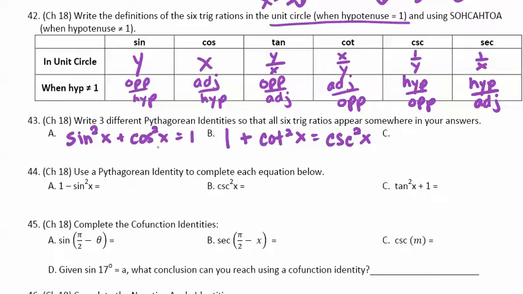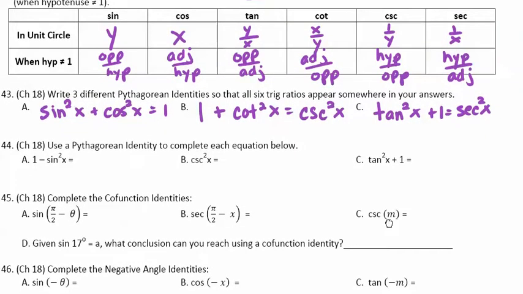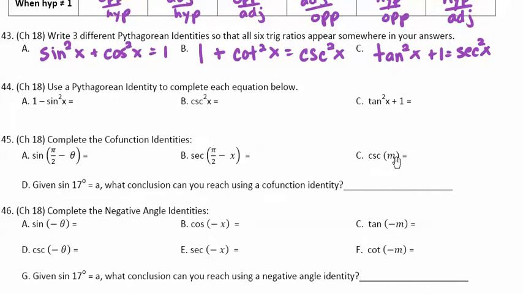And let's go back to the original. Let's see what happens if we divide it by cosine squared. So sine squared over cosine squared, tangent squared. Cosine squared divided by cosine squared is 1. And 1 divided by cosine squared is secant squared. So you should be able to quickly come up with these Pythagorean identities.